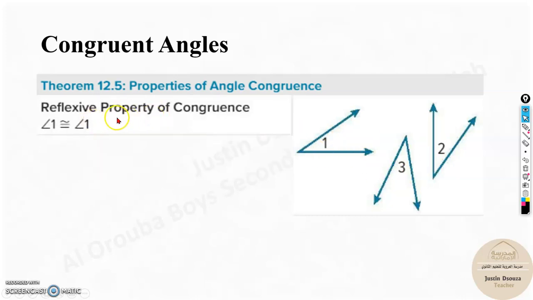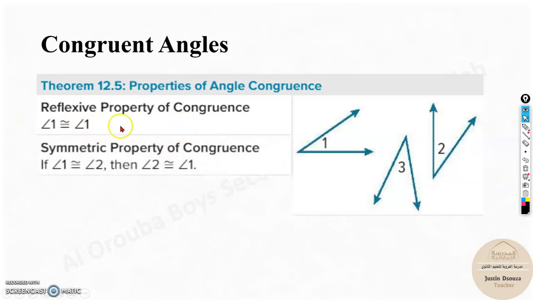The reflexive property of congruence says if you have this angle, this is equal to itself. So this is not a big deal. If it's 30 degrees, 30 is equal to 30. That's what it means. This is equal to itself, or congruent to itself. Now, the symmetric property of congruence says if you have this and this equal, say 1 and 2 are equal, then you can also write 2 and 1 is equal. You can write the other way around. 2 and 1 is also equal.